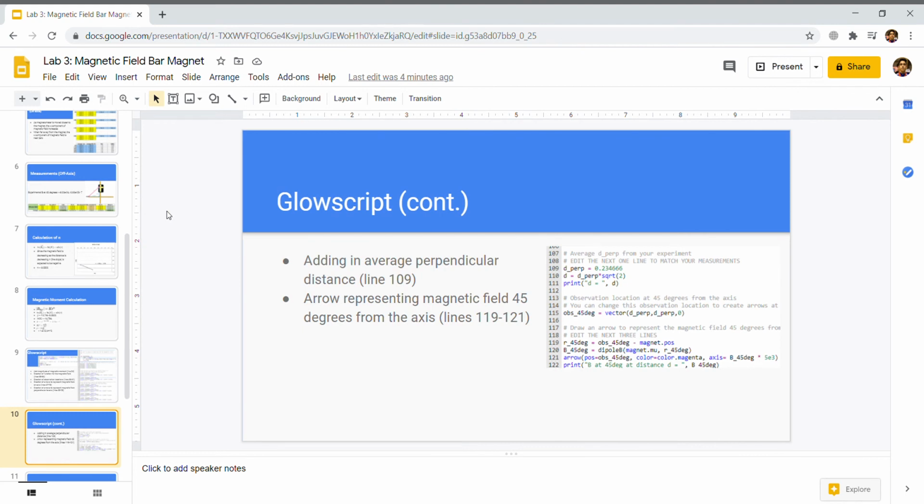Then we have to add in the average perpendicular distance, which was in line 109, and that is given from our Excel sheet. And then we have to add in the arrow representing the magnetic field 45 degrees from the axis in lines 119 and 121.